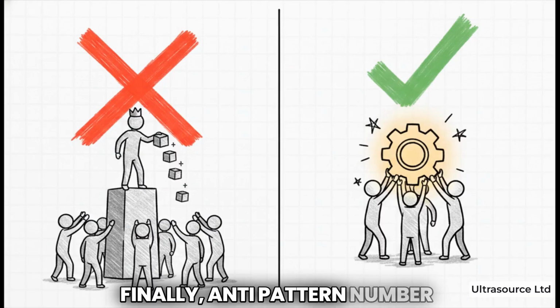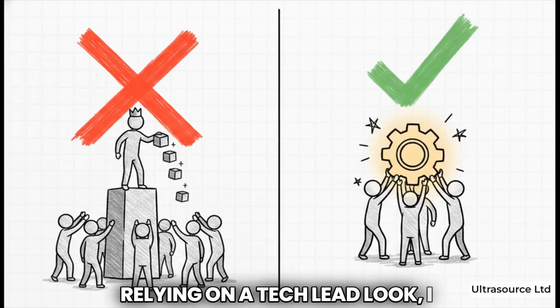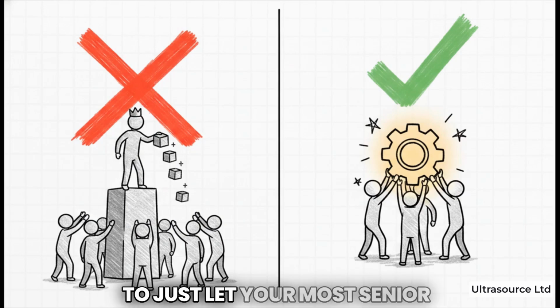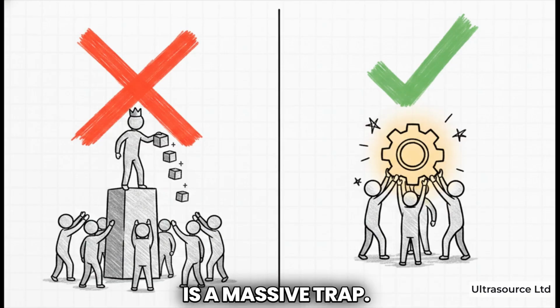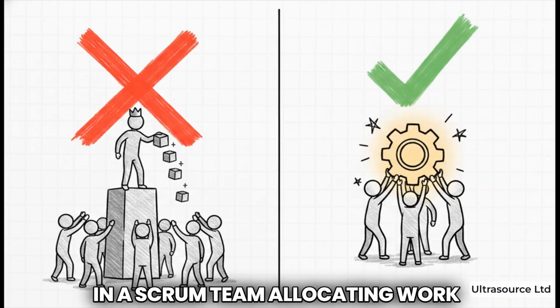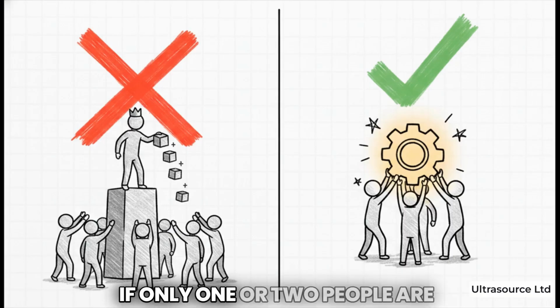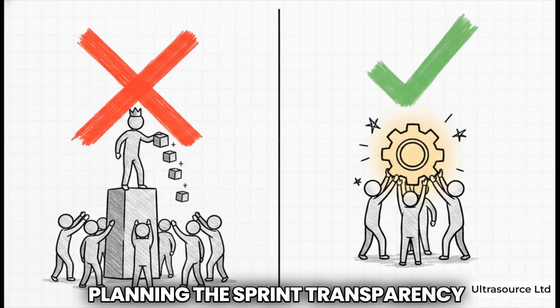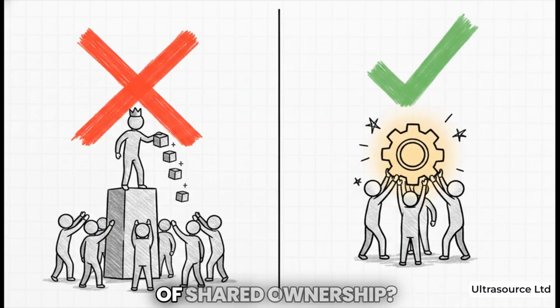Finally, anti-pattern number 3, skipping planning or relying on a tech lead. Look, I know it's incredibly tempting to just let your most senior developer dictate the architecture and hand out tasks to save time, but this is a massive trap. There is no traditional team lead in a Scrum team allocating work. Planning has to be a collective effort from the entire team. If only 1 or 2 people are planning the sprint, transparency suffers. Deeply flawed decisions are made, and that vital sense of shared ownership, it vanishes completely.